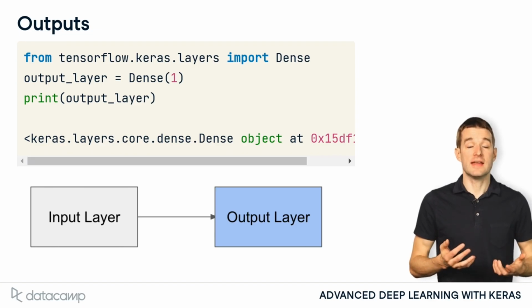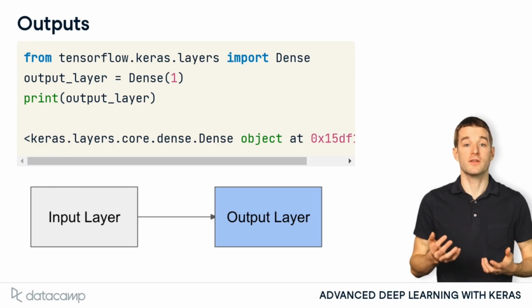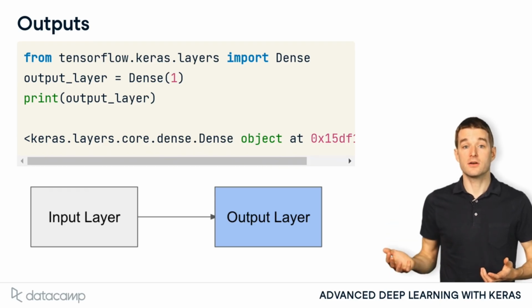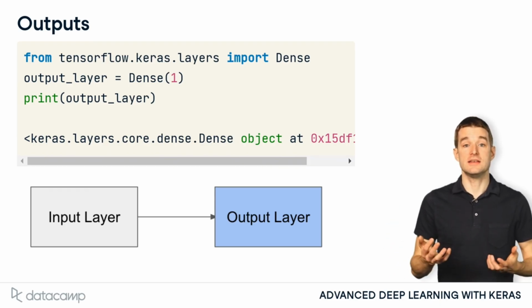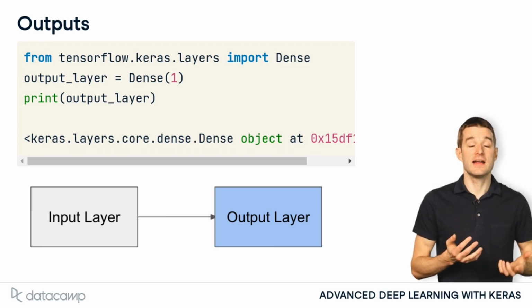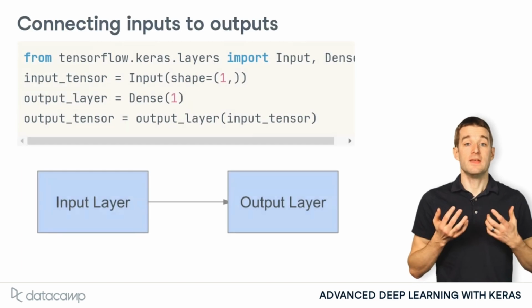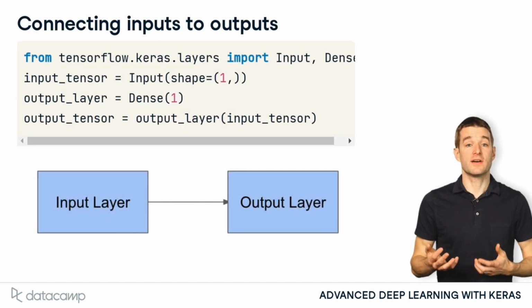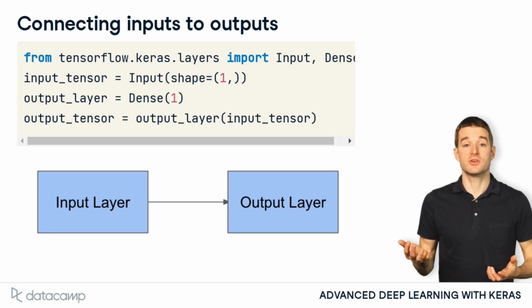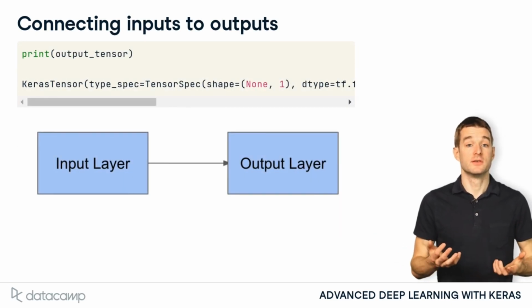The difference between layers and tensors is key to understanding the Keras functional API. Layers are used to construct a deep learning model, and tensors are used to define the data flow through the model. In this case, the input layer defines a tensor, which we then pass to the output layer function. The final output of our model is a tensor.